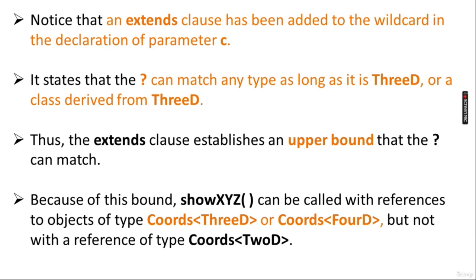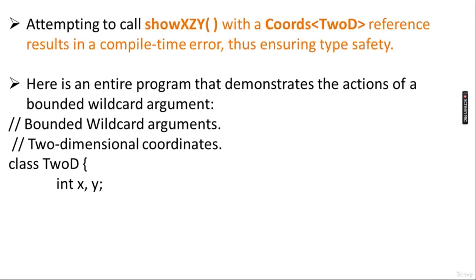This bound shows that showXYZ can be called with references to objects of type Coordinate 3D or Coordinate 4D, but not with a reference of type Coordinate 2D. If the upper limit is 3D, it cannot go above 3D, that is, it cannot go to 2D. Attempting to call showXYZ with a Coordinates<TwoD> reference results in a compile-time error, thus ensuring type safety. Here is an entire program.